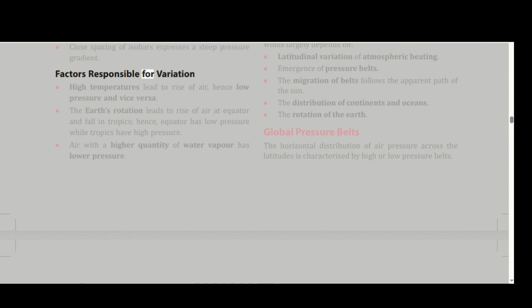Factors responsible for variation. High temperatures lead to rise of air, hence low pressure, and vice versa. The Earth's rotation leads to rise of air at the equator and fall in the tropics, hence the equator has low pressure while the tropics have high pressure. Air with a higher quantity of water vapor has lower pressure.